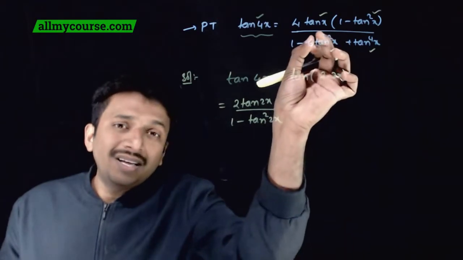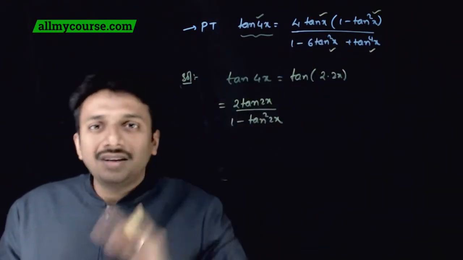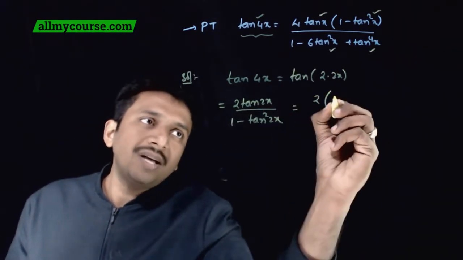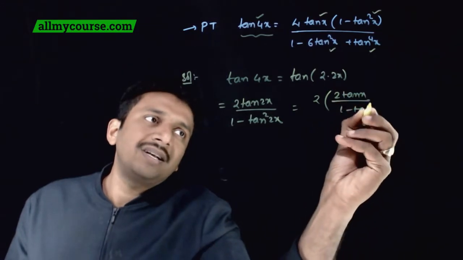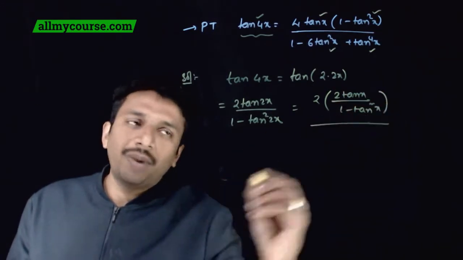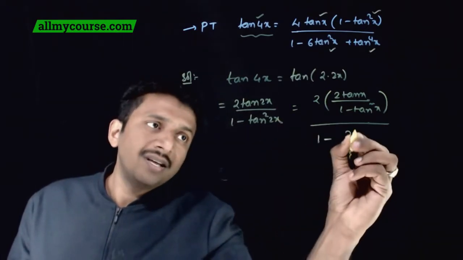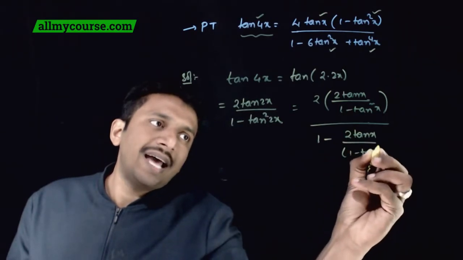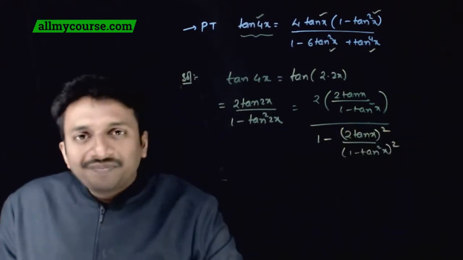Now I want it completely in terms of x. So I need to convert this 2x into x. So what I do is 2 times, so tan 2x is again 2 tan x by 1 minus tan square x, divided by 1 minus tan 2x whole square, that is 2 tan x by 1 minus tan square x, whole square.